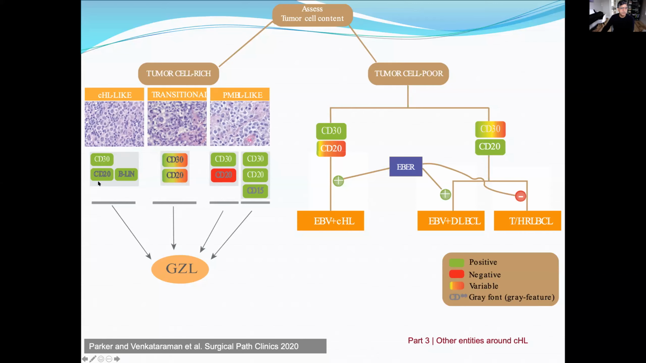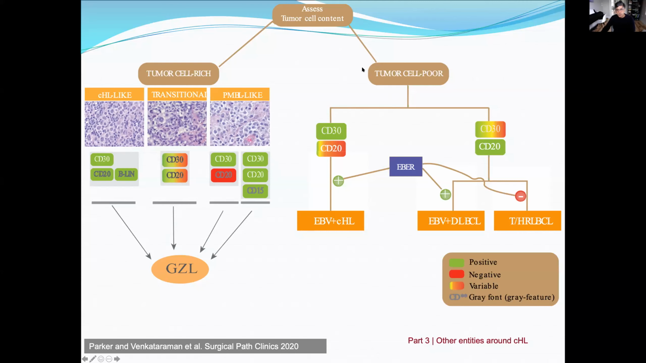If CD30 and CD20 are strongly positive, it's probably a gray zone lymphoma. If there is variable CD30 and variable CD20 in something that looks transitional, go to gray zone again. And if it looks like PMBL and it has strong CD30, but it totally lacks the CD20 that you expect for PMBL, go to gray zone. I showed you a case like that earlier. And of course, if you have CD30, CD20, and CD15 all at the same time in something that looks like PMBL, go to gray zone.